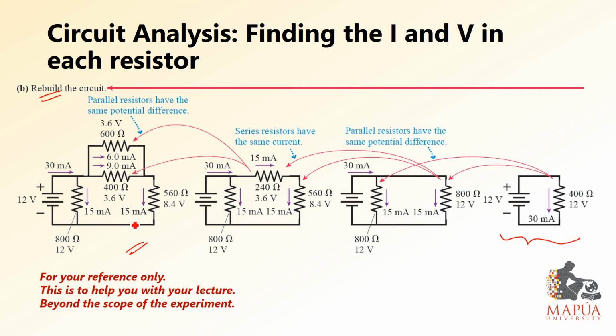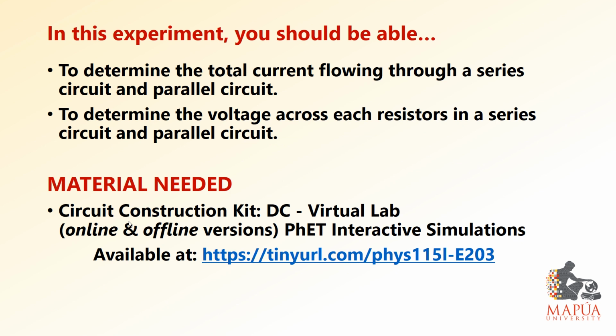So that's it. In your experiment, you're going to do the last two circuits, wherein those last two circuits are combinations of series and parallel. So in short, in this experiment, you should be able to determine the total current flowing through a series circuit and parallel circuit, and determine the voltage across each resistor in a series circuit and parallel circuit.